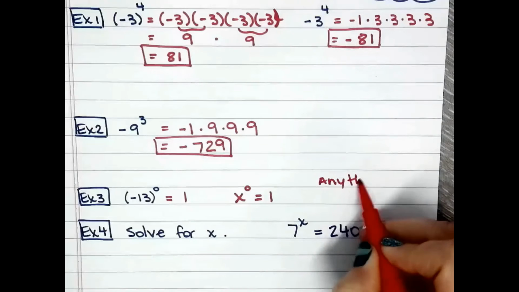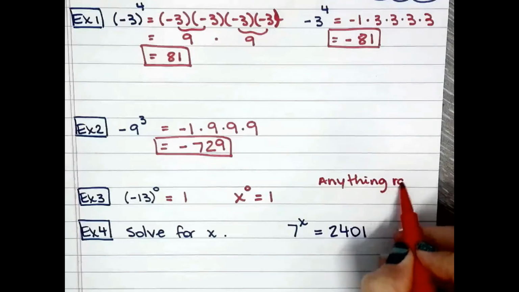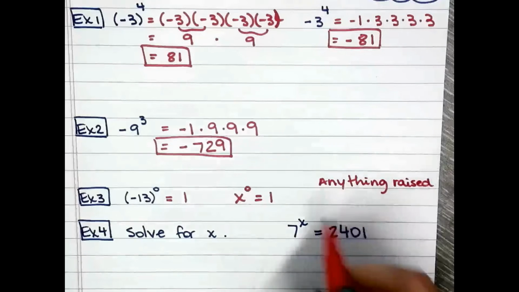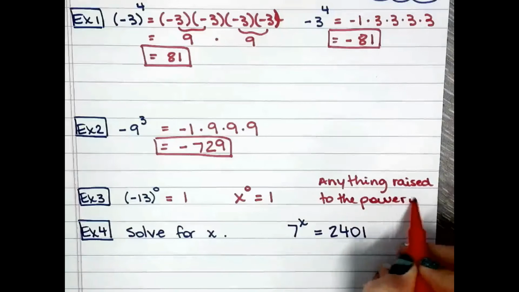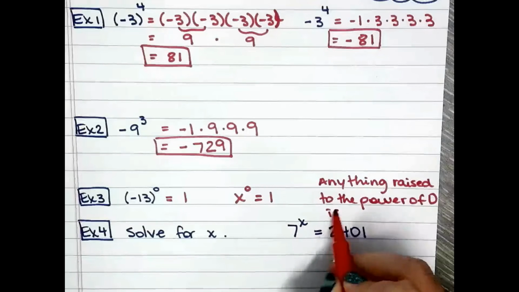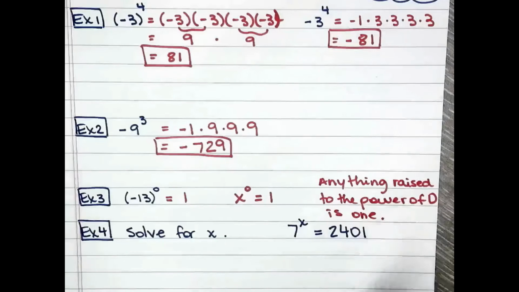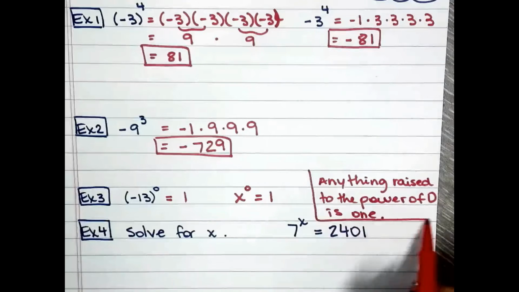Anything raised to the power of 0 is 1. The power of 0. It sounded better in my head.